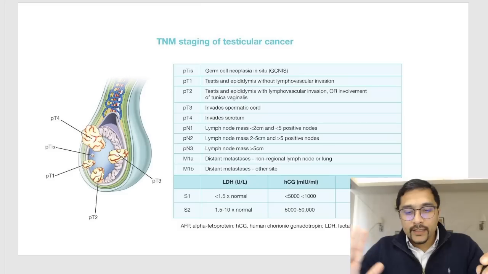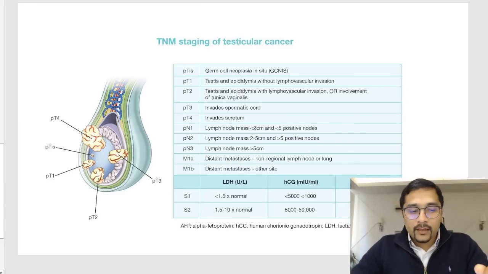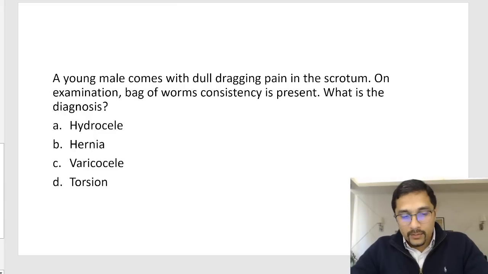So this is the staging of testicular tumors. You don't need to remember the staging for your exam. You should just remember the 3 tumor markers which are there in testicular tumors.